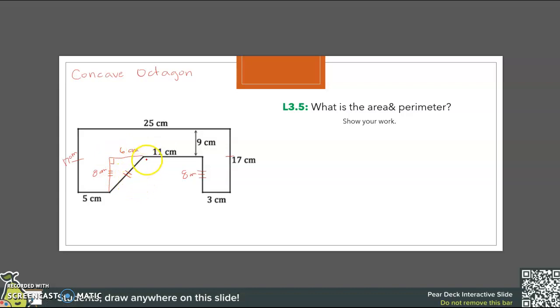So the length of this hypotenuse is 6 squared plus 8 squared equals c squared. 36 plus 64 equals c squared. 100 equals c squared. 10 equals c. So this length is 10 centimeters.